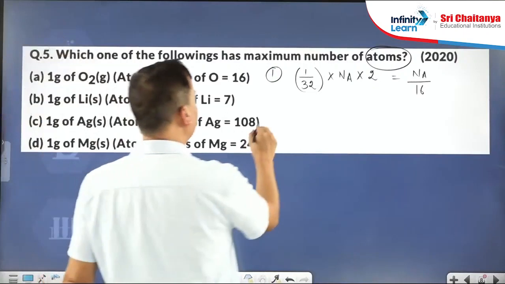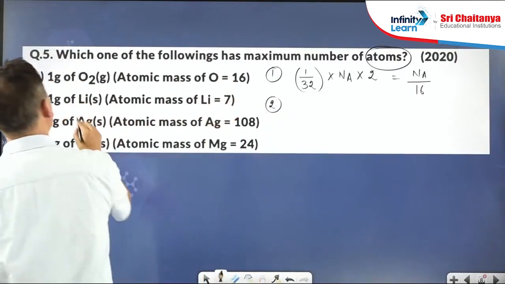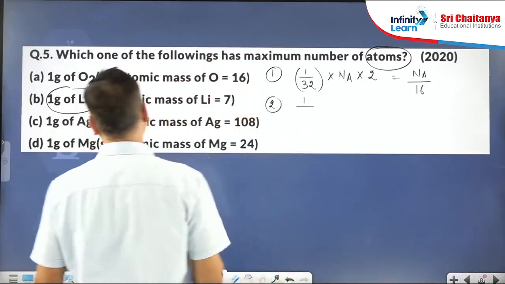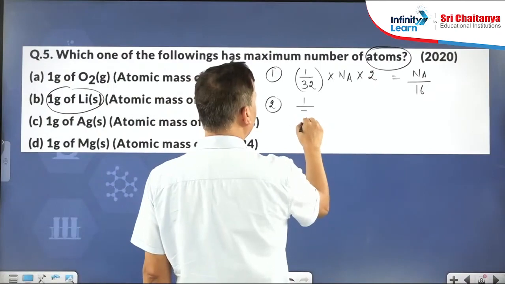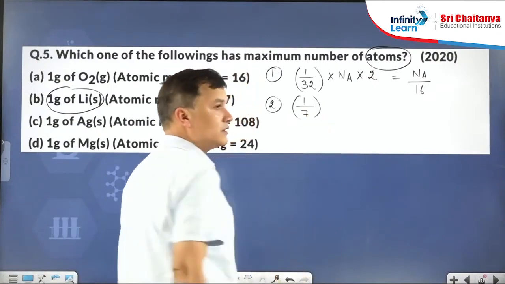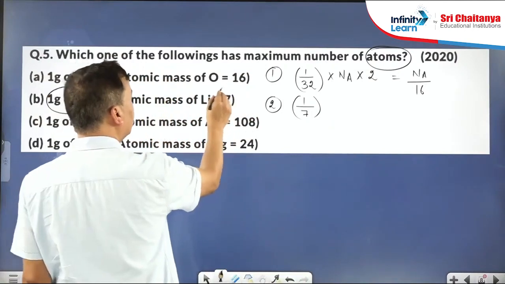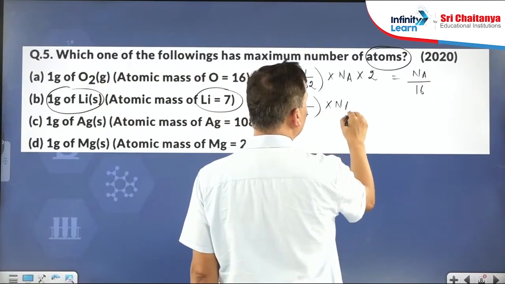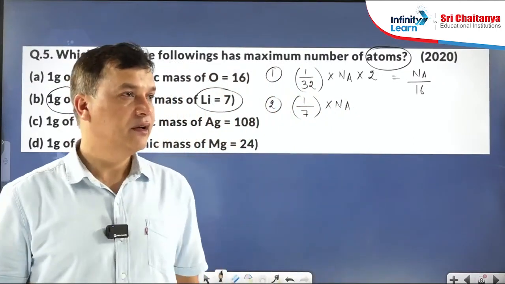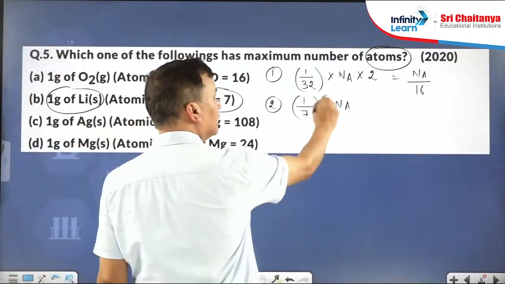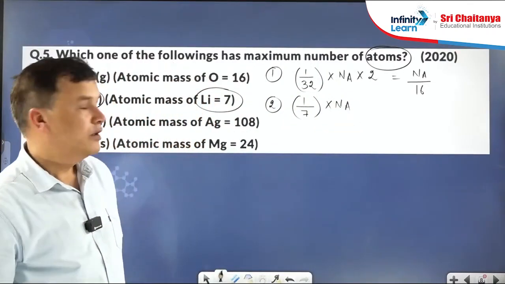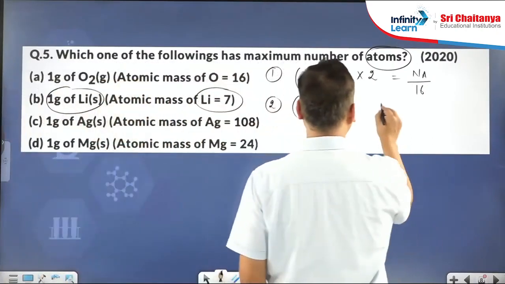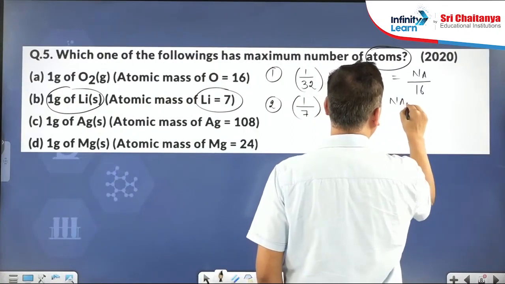Now I am writing for the second one. What are we given? We are given the mass, 1 gram. Atomic mass of lithium is 7. These are the number of moles. Now, lithium exists in monoatomic form, so that is into Na, these are the atoms. Confirm yes or no, please. My dear student, these are the number of moles multiplied by Avogadro's number, so these are the number of atoms since lithium exists in atomic form. So here is Na upon 7.